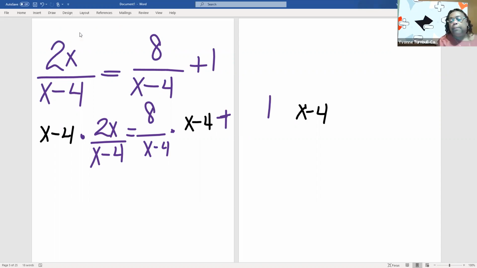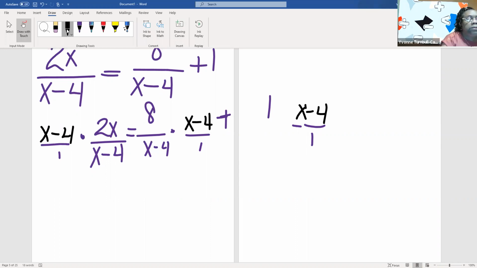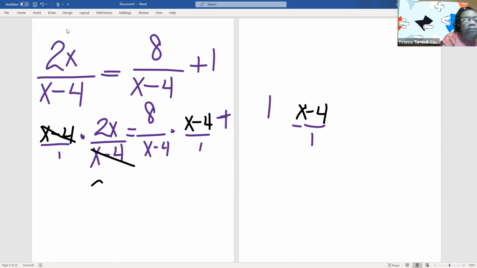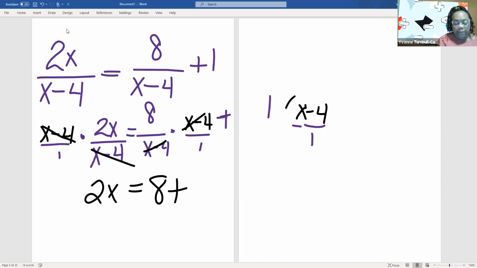And I'm going to go ahead and put my denominator as a fraction since I'm dealing with fractions. And we're ready to cross cancel. This cancels with that, leaving me with 2x. This cancels with that, leaving me with 8. And here, because it's an expression, it's going to be in parentheses. I'm going to distribute the 1 as x minus 4.